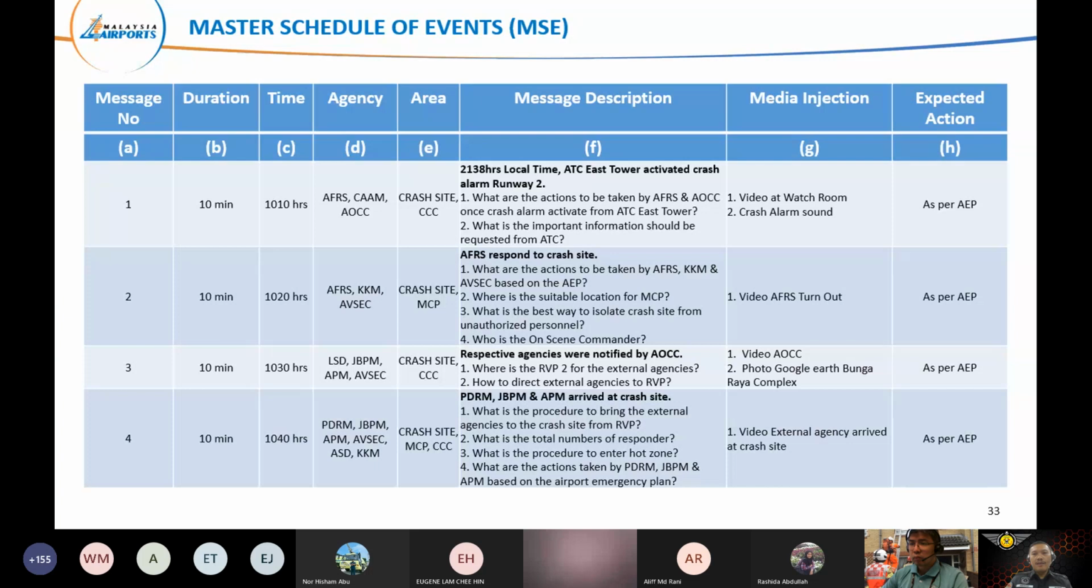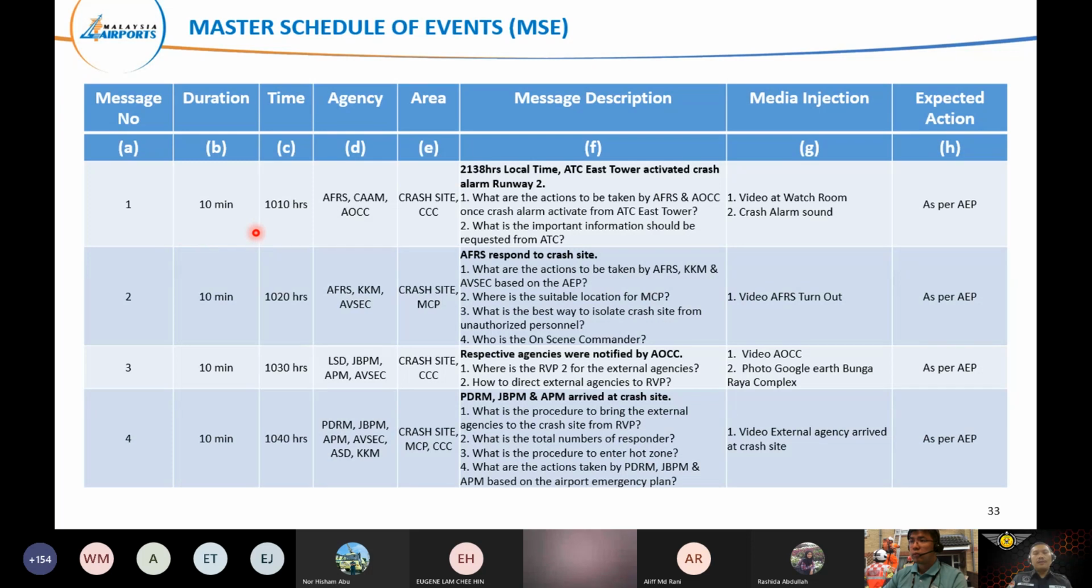So how do we construct the flow of the exercise? We have this master schedule of event. So we determine the flow by having this kind of template. Okay, I get the pointer. So this we call it in short MSE.